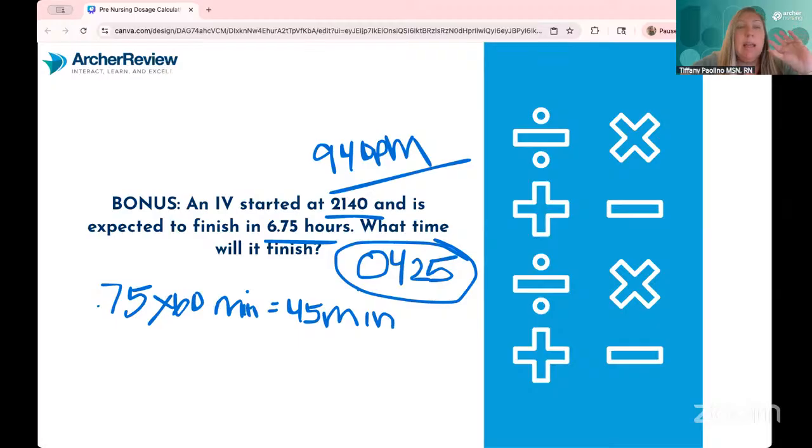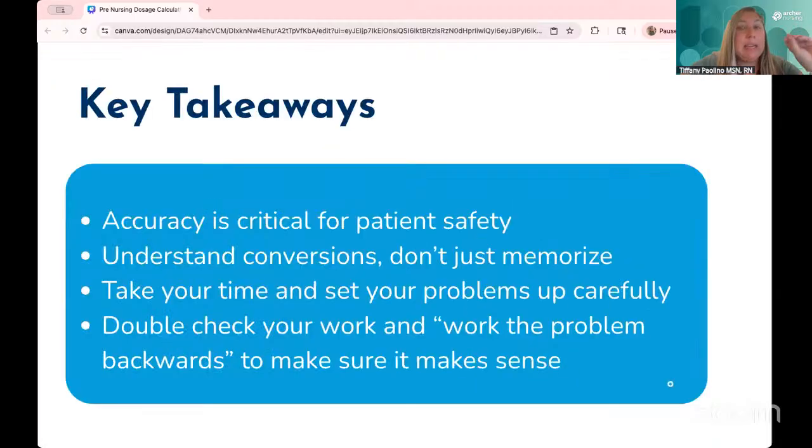Okay, I know that was a lot, but here are some key takeaways I want you to remember about dosage. Accuracy is key, okay, guys? A simple extra zero, decimal point moved, or misunderstanding of calculation is really critical for patient safety. Understand those conversions, don't just memorize them. I want you to take your time, okay? Set the problem up carefully and make sure it makes sense. Double check your work and work the problem backwards, like I said.